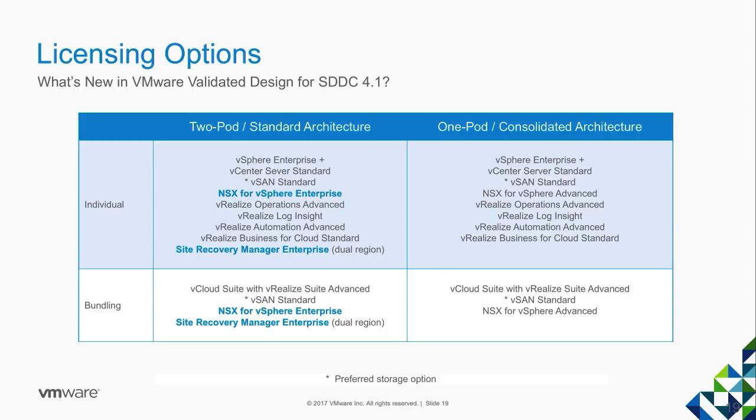We also have Site Recovery Manager because it's a dual region, and we may be doing disaster recovery from region A to region B, or vice versa. And the whole point here is, at this point, we need those higher level licensing options. On the one pod, because it's a single region, we're not going to be stretching layer 2 elsewhere. We're not doing cross vCenter NSX. We can use NSX for vSphere Advanced. We don't have to have Site Recovery Manager because it's a single location. However, you could still add Site Recovery Manager to the one pod if, for example, you want to do disaster recovery to the cloud.